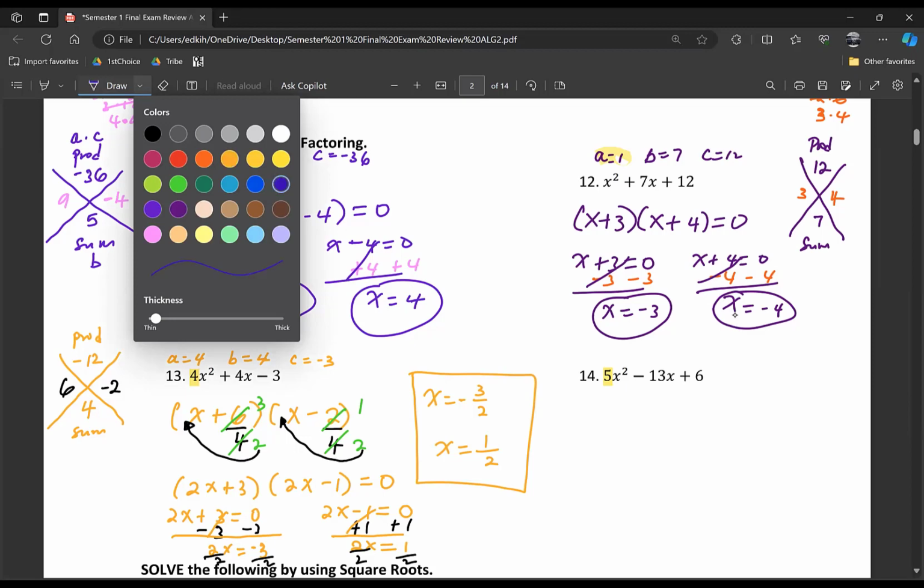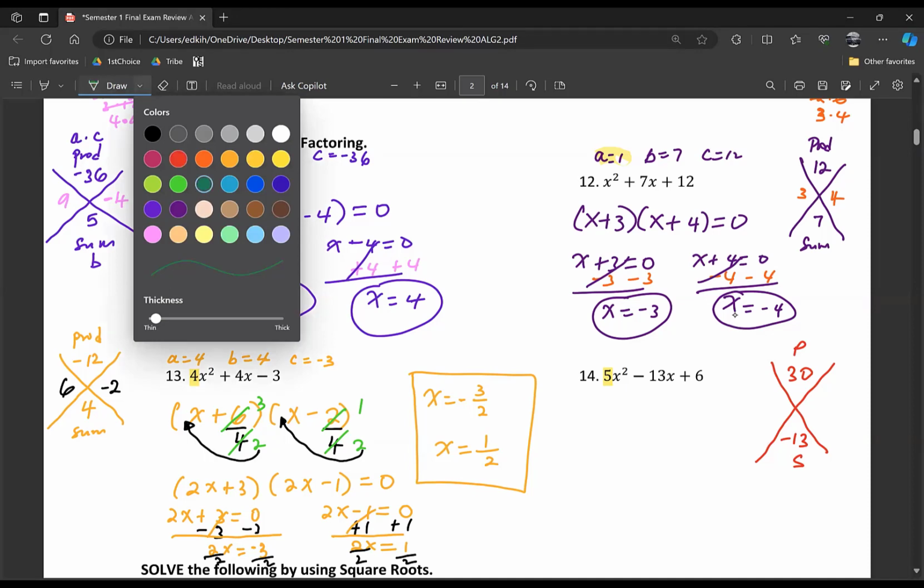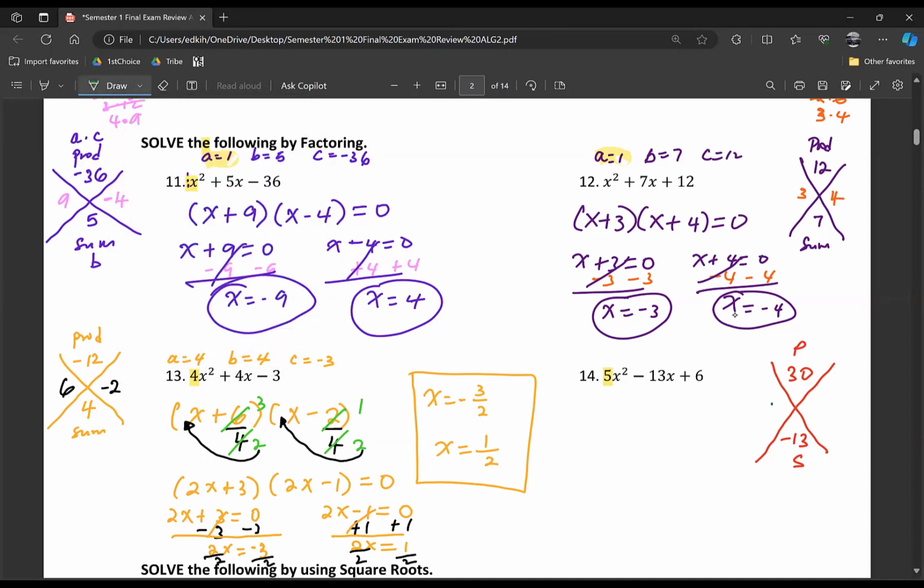So let's do one more. Let's work on question 14. Once again, we need the x method. So product here is 30. Sum is -13. So what numbers do we multiply together to get a 30, and then when we add them, we get a -13? You might be wondering. Those numbers are 10 and 3. But we need for both of them to be negatives. So now we have the numbers. It'll be x minus 10 and x minus 3.